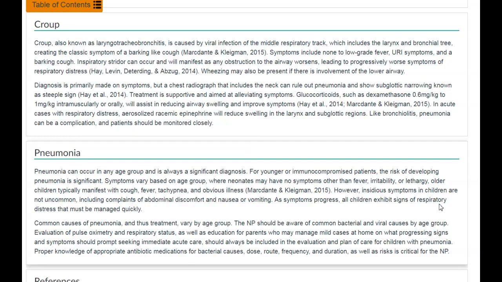Like bronchiolitis, pneumonia can be a complication, and patients should be closely monitored. My preceptor and I saw a patient with croup this past week, and he recommended cold, humid air.